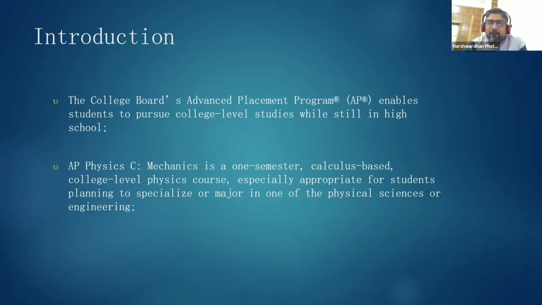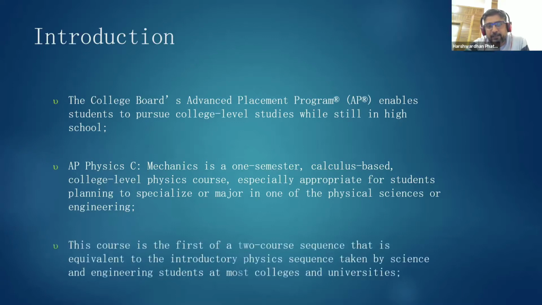A lot of students opt for physics in their standard 11th and 12th. And we have the AP testing physics at a higher level, that is at level 11 and 12, via two subjects. One of them is the AP Physics C Mechanics course. Now, it's a one-semester calculus-based college-level physics course, especially appropriate for students planning to specialize or major in one of the physical sciences or engineering.